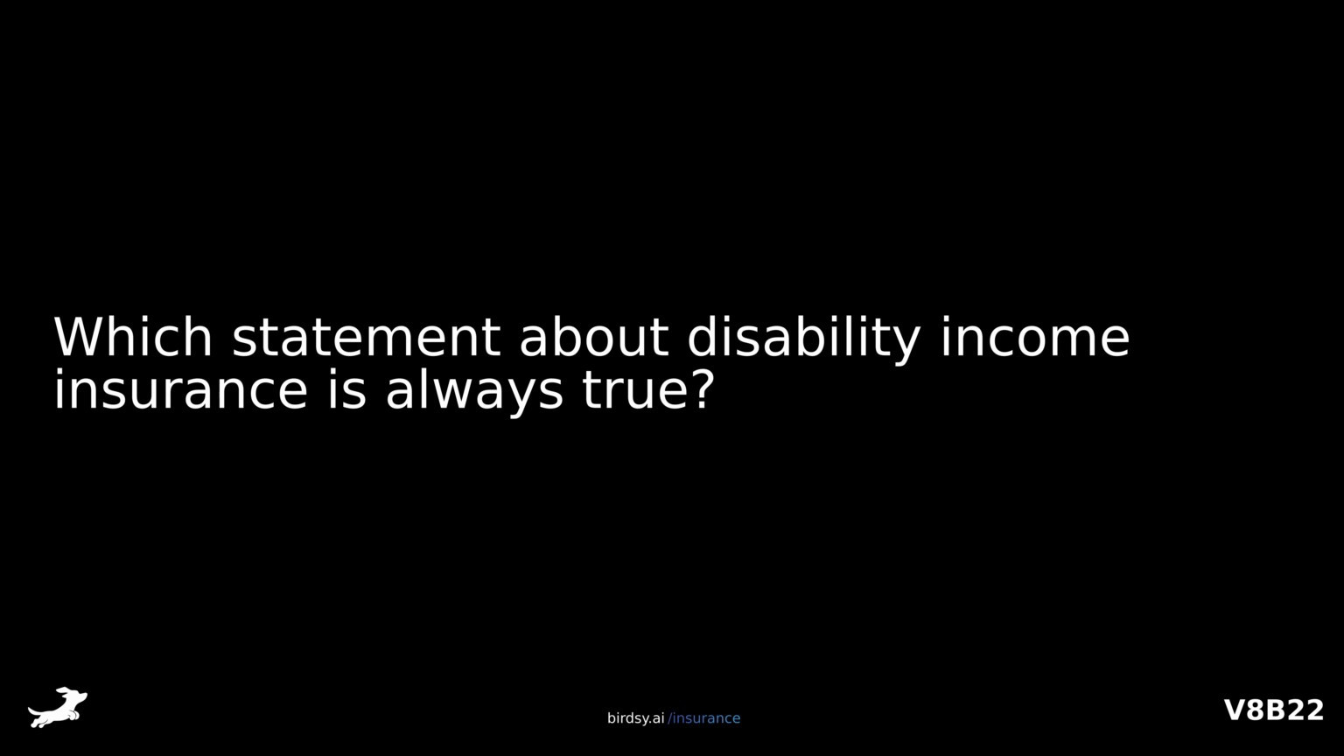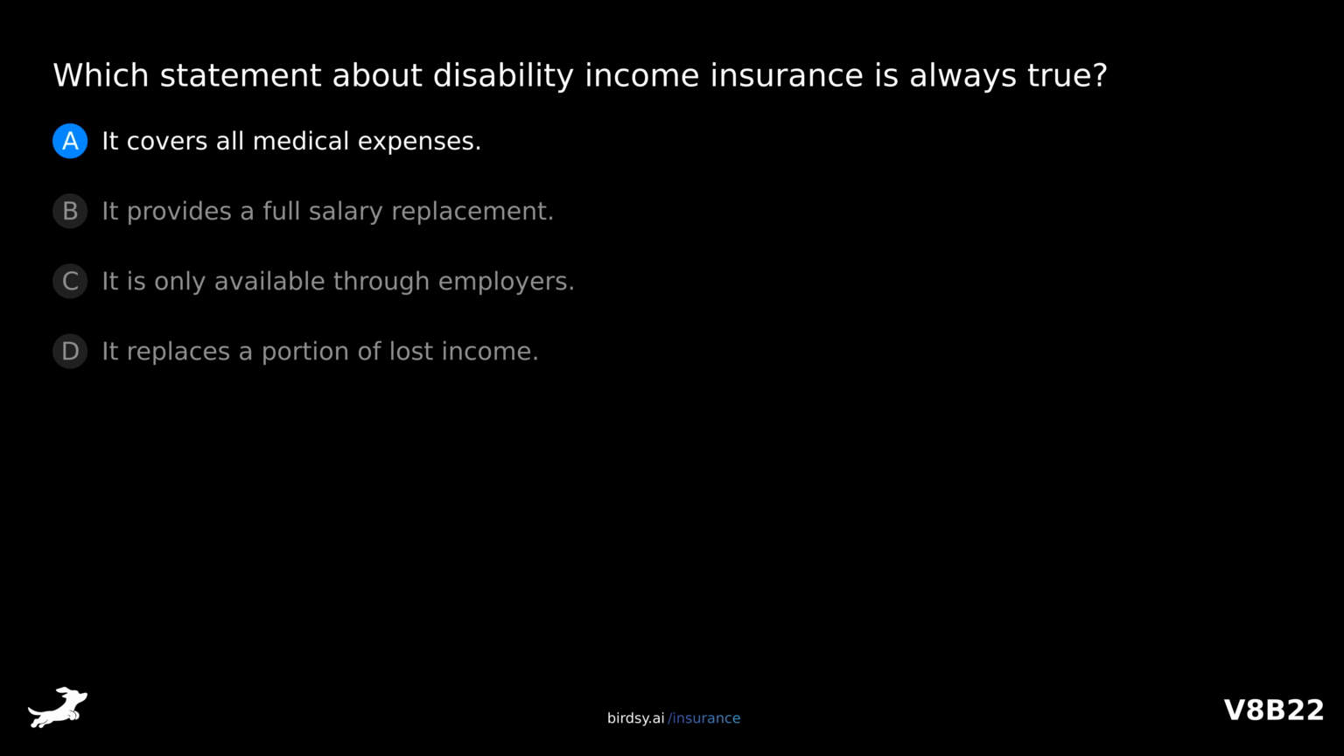Which statement about disability income insurance is always true? Is it A, it covers all medical expenses, B, it provides a full salary replacement, C, it is only available through employers, or D, it replaces a portion of lost income? The answer is D, it replaces a portion of lost income.